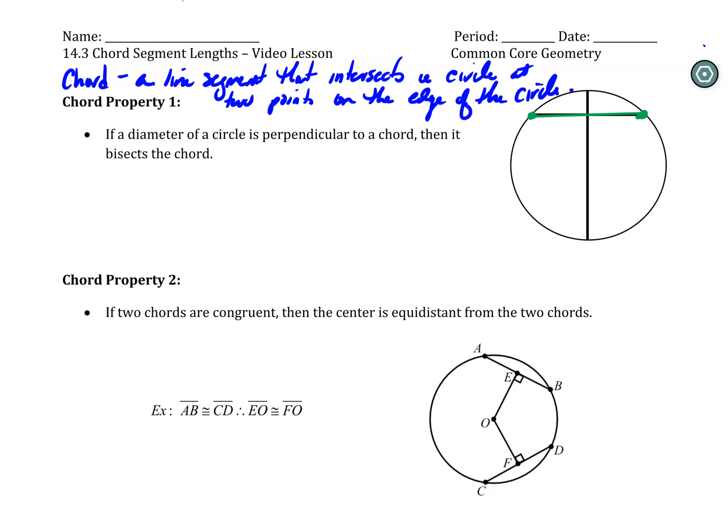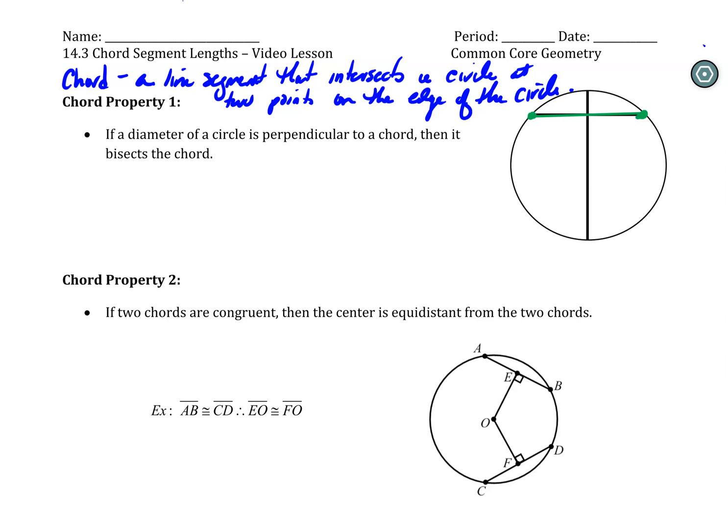Now, if I was to extend that line segment, right, outside of the circle, it would then be a secant line. But the portion that's within the circle is referred to as a chord alone, all right? So that's your definition of a chord. So just any line segment that touches the circle twice and is inside of the circle is a chord.